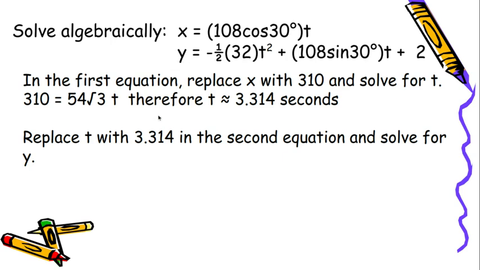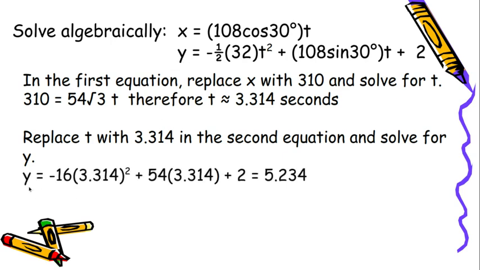Well, y is already by itself, so this one's a little bit easier to do. Negative 1/2 times 32 is negative 16, t squared, so we're just going to replace t with our value. And again, if you're using the calculator, you can use all the decimal places by using the previous answer button here as well. Then we've got the 108 sine of 30. So sine of 30 is 1/2, and 1/2 times 108 gives you 54 times 3.314, so that's your t value. And then we have plus 2, and we get 5.234.